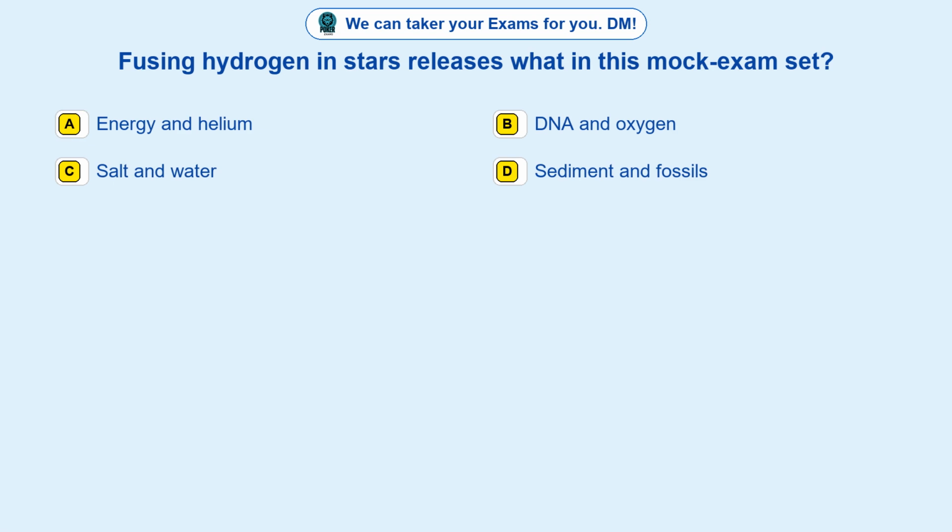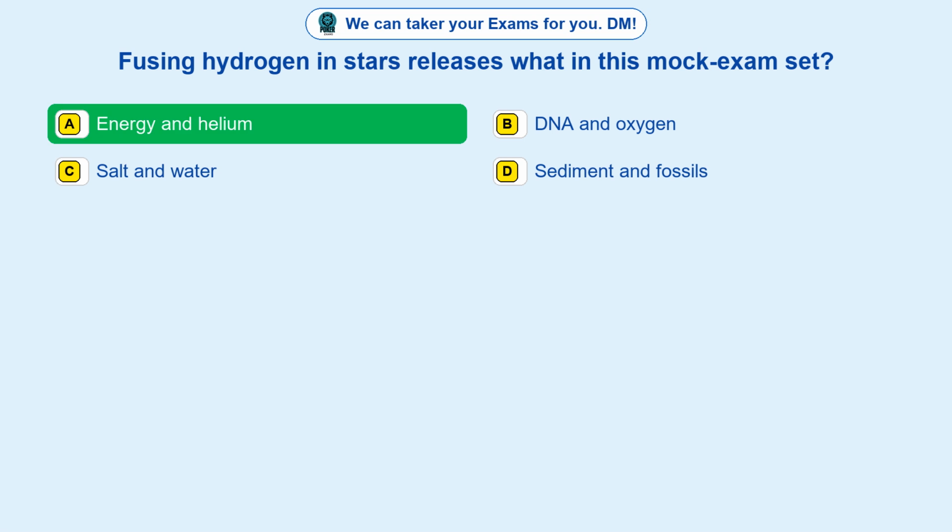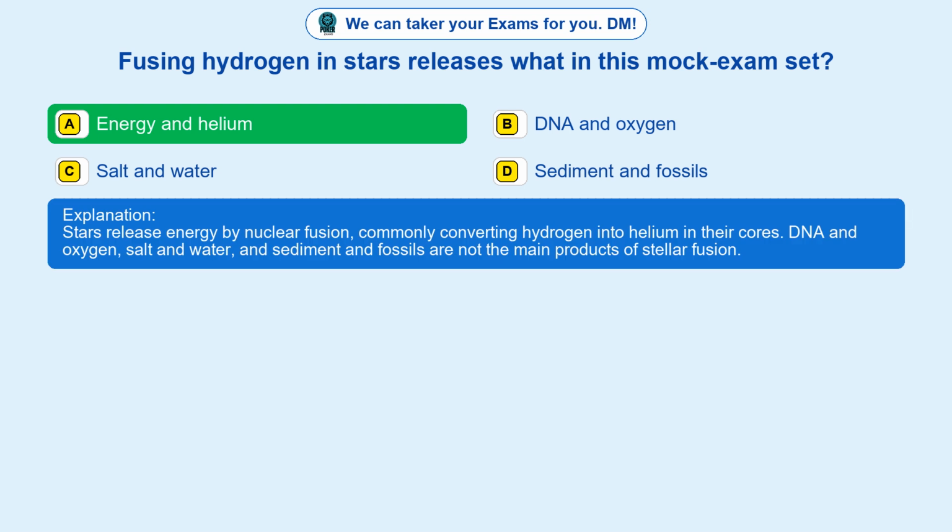Question 93. Fusing hydrogen in stars releases what in this mock exam set? Option A, energy and helium. Option B, DNA and oxygen. Option C, salt and water. Option D, sediment and fossils. The correct answer is option A. Energy and helium. Stars release energy by nuclear fusion, commonly converting hydrogen into helium in their cores. DNA and oxygen, salt and water, and sediment and fossils are not the main products of stellar fusion.